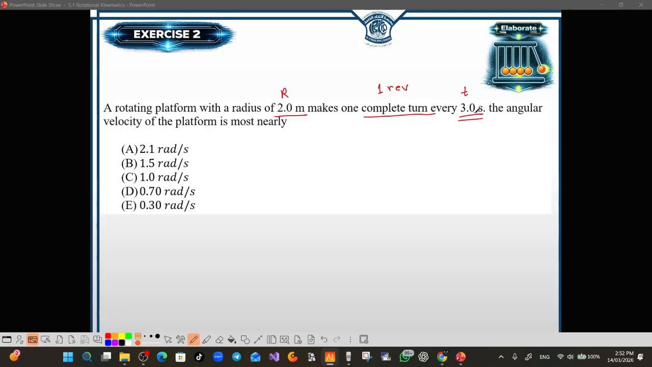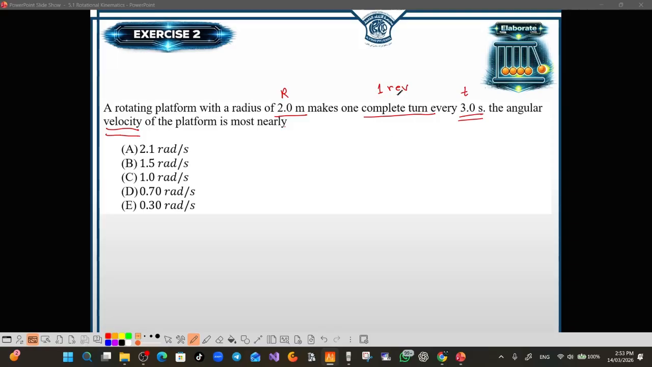So this can be set as the period because, according to the definition, the period is the time needed to complete one cycle or one turn or one revolution. However, I'm not going to use this information. Now, the angular velocity of the platform is most nearly, we need to find the velocity. To find the velocity, first, let me remind you that the speed is constant because we are repeating the same process over and over again every 3 seconds.